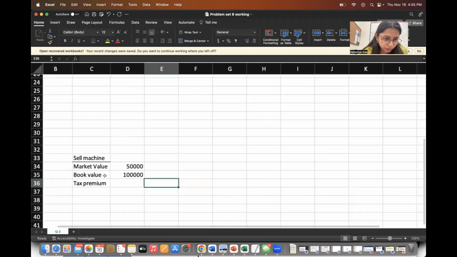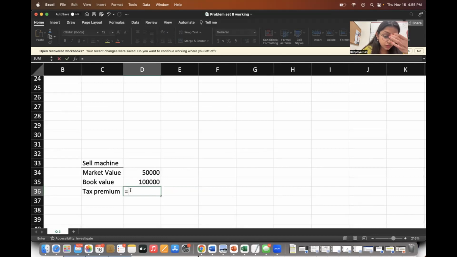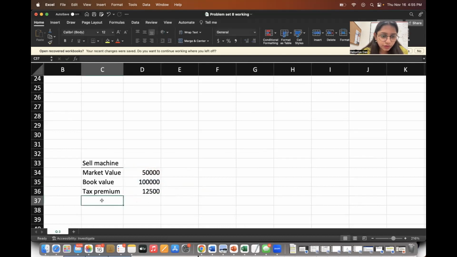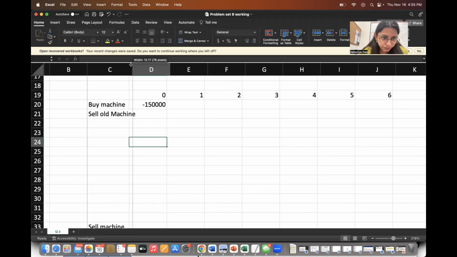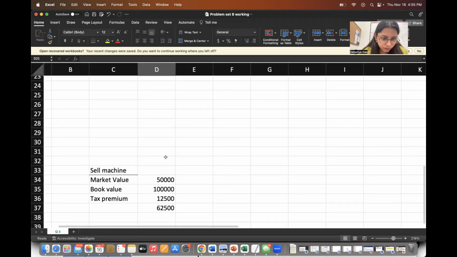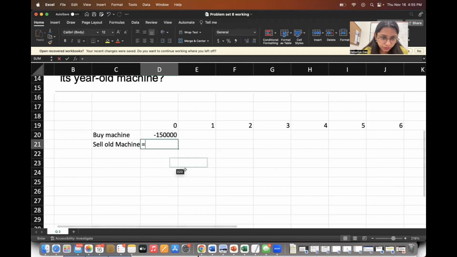So let's focus on this. There you go. 0.25 is your tax rate, times, in brackets, book value minus what you sold it at. And this is going to be added to how much you got by selling it. So you sold it at this plus the tax benefit. This is the amount you're going to get. So selling the old machine is basically going to be this amount, so I'm just going to refer to it here.